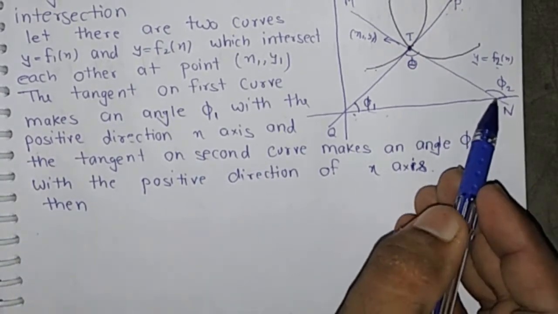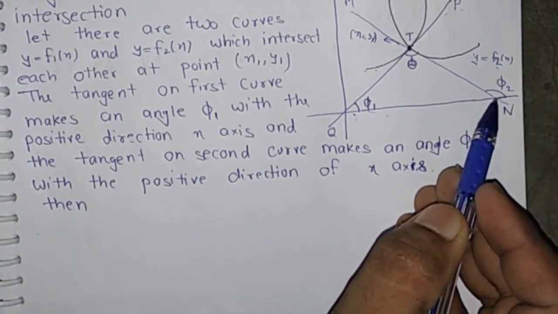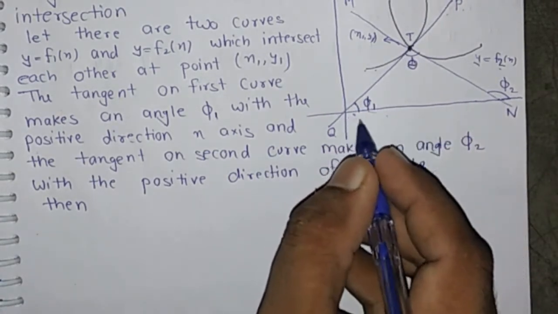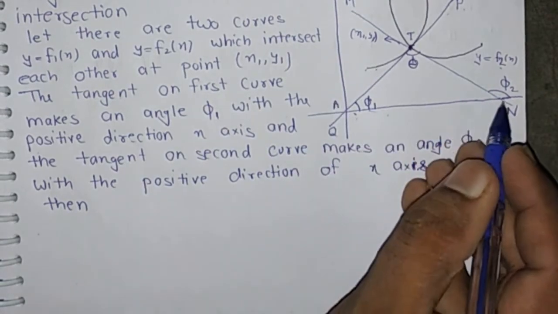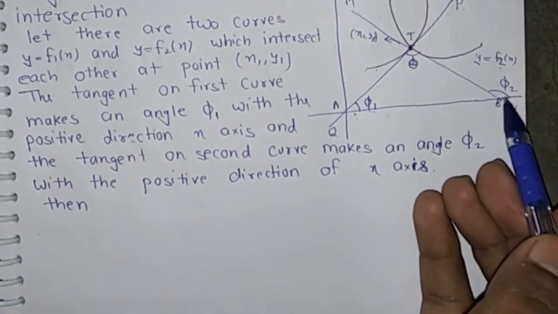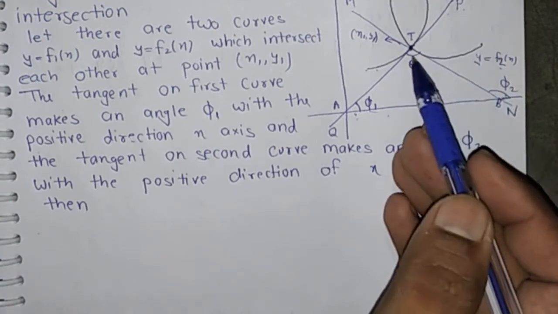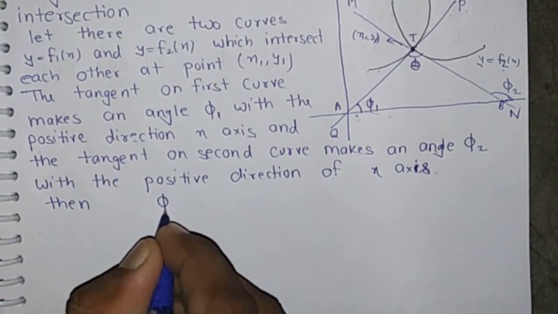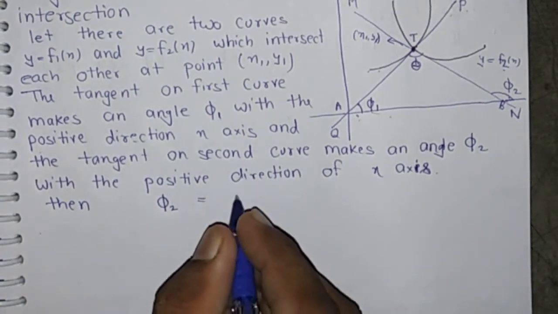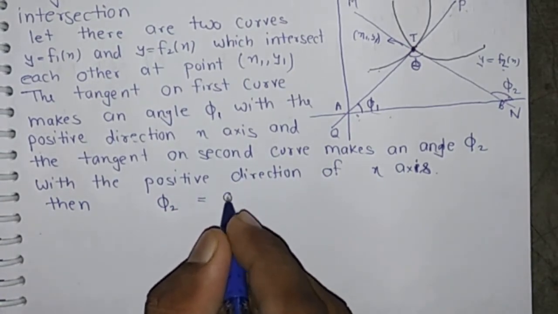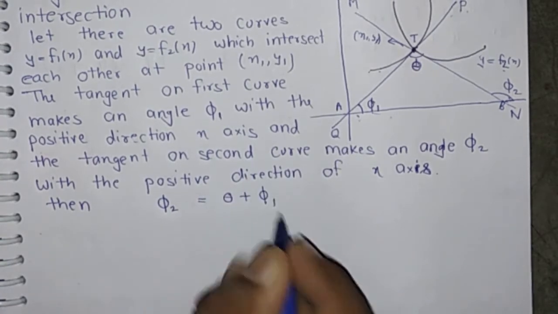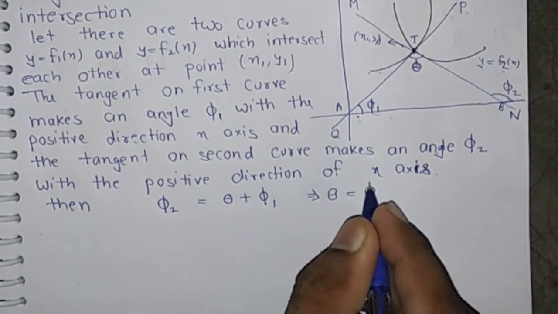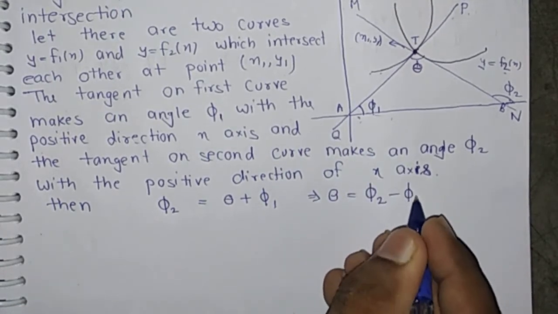since phi 2 is exterior angle of triangle TAB, phi 2 equal theta plus phi 1. Then value of theta is phi 2 minus phi 1.